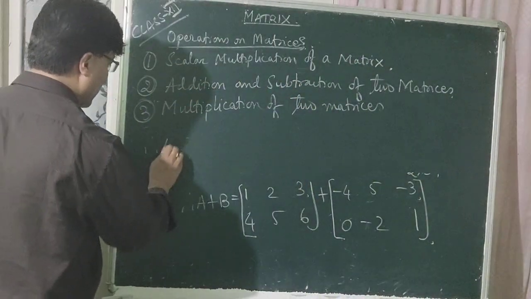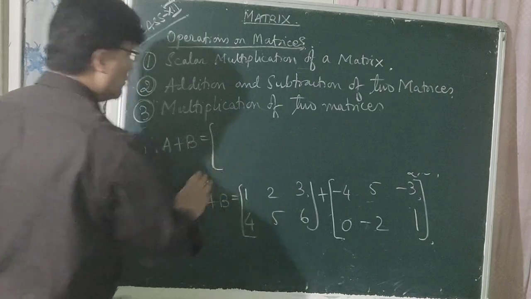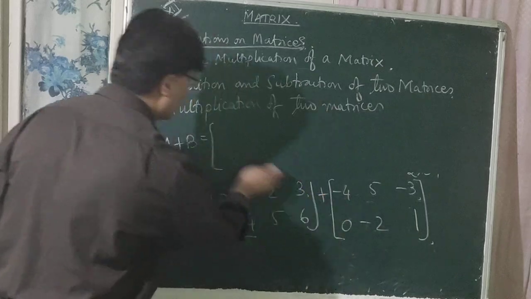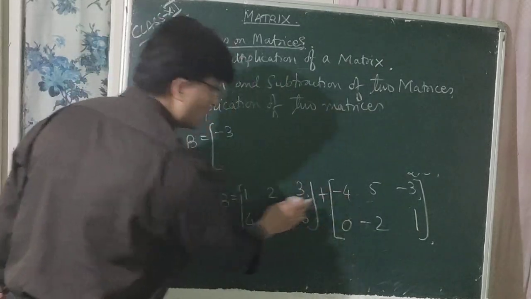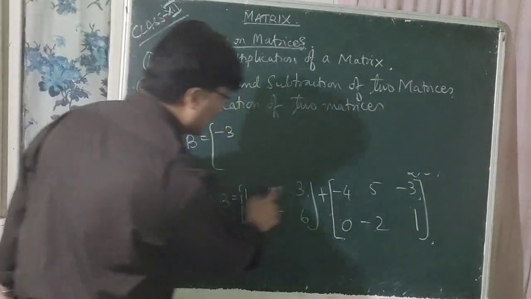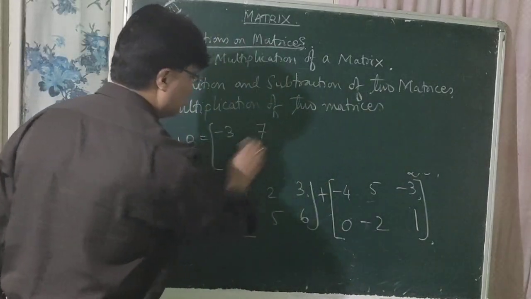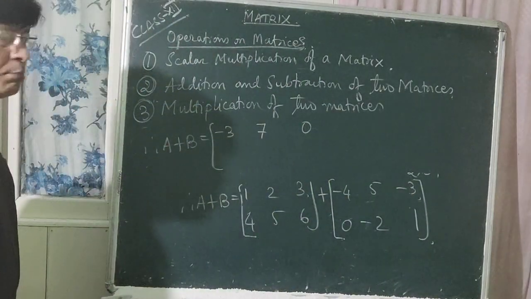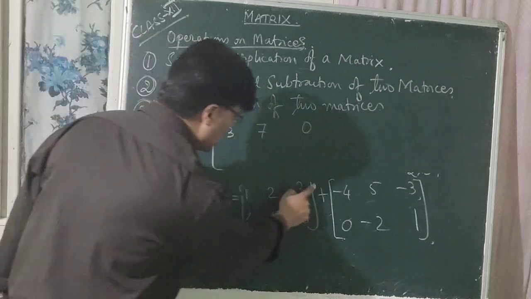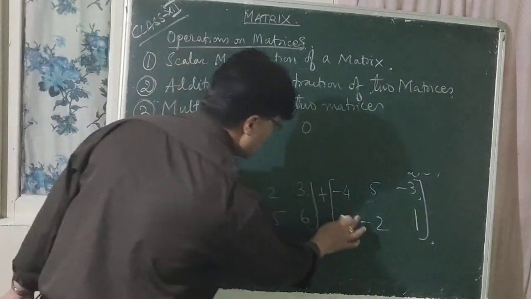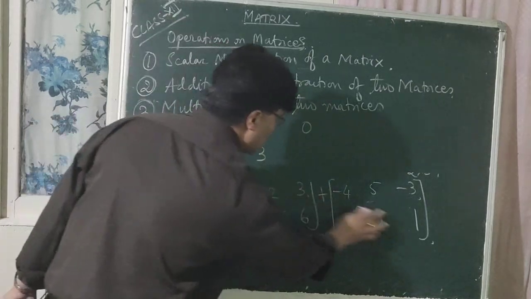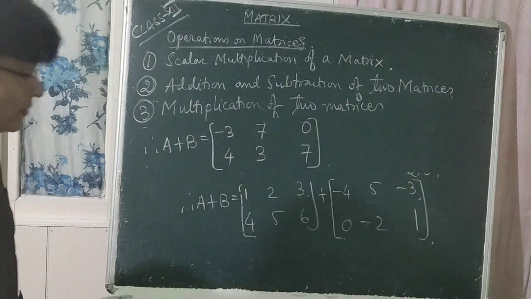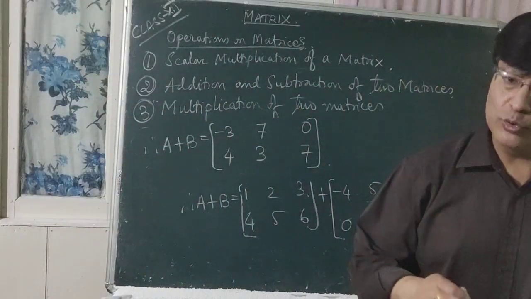So therefore, A plus B is equal to, now the corresponding elements should be added. That means 1 plus minus 4. What is 1 minus 4? Minus 3. That is, the first elements of the first row are added. Then again second element plus second element, 2 plus 5, that is 7. Right? Then 3 minus 3 is 0. We are adding the two matrices of the same order. 4 plus 0, that is 4. 5 plus minus 2, that is 3. 6 plus 1, that is 7. That is your matrix A plus B. Is that clear? So this is the addition of two matrices.